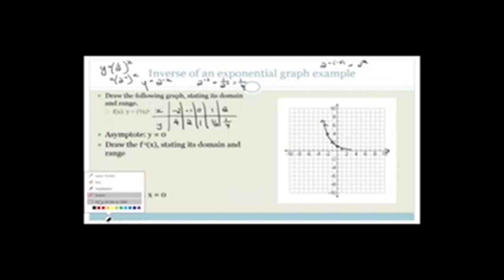So the domain for this is going to be from minus infinity to positive infinity. Do you agree? Because it stretches all the way across the negative side and it stretches all the way across the positive. So domain is x as an element of real values. The range, however, is still going to be y as an element of real values, but y is going to be greater than 0.